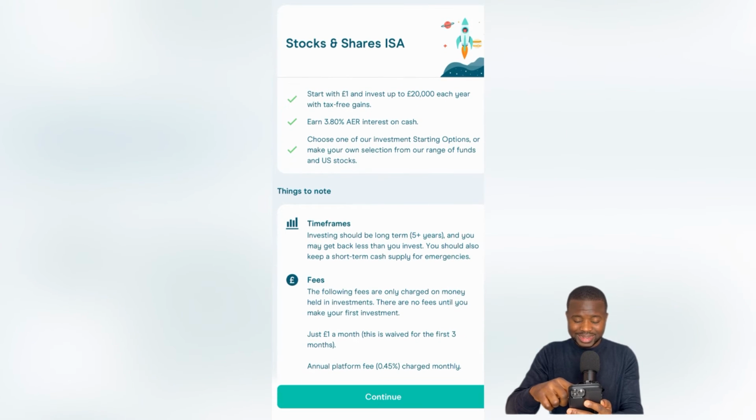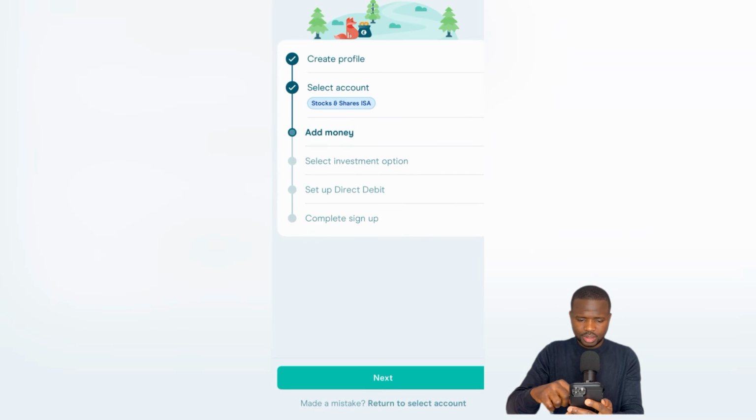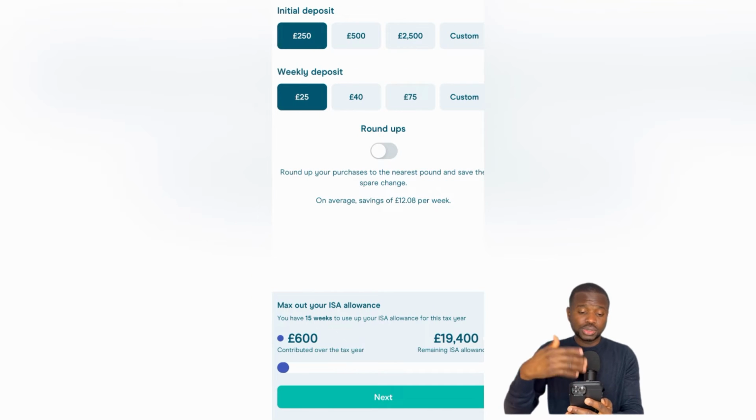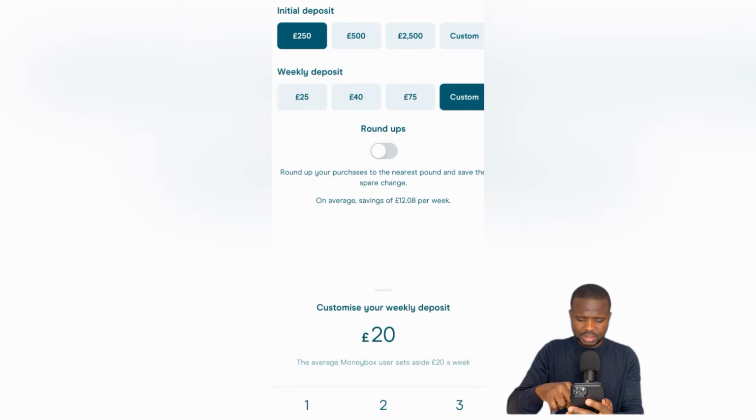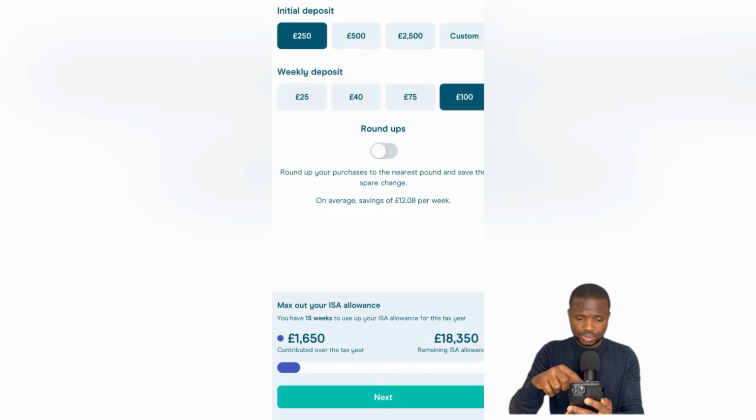So we are in the stocks and shares ISA. We continue. Let's create a profile, select, in fact, we've selected it, we add money and then we select an investment option. Let's see next, what does it say? So you can choose to invest an initial amount or do it weekly. I'll just customise this and make it maybe 100. Okay. And then go to initial deposit.